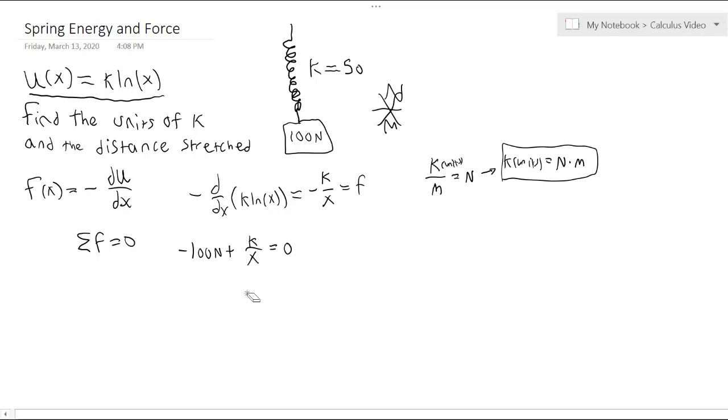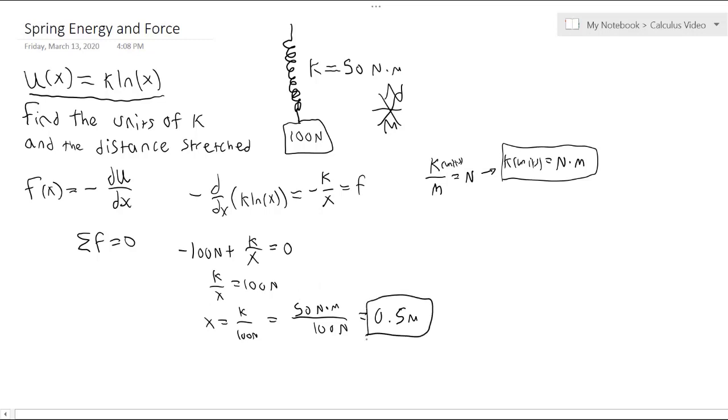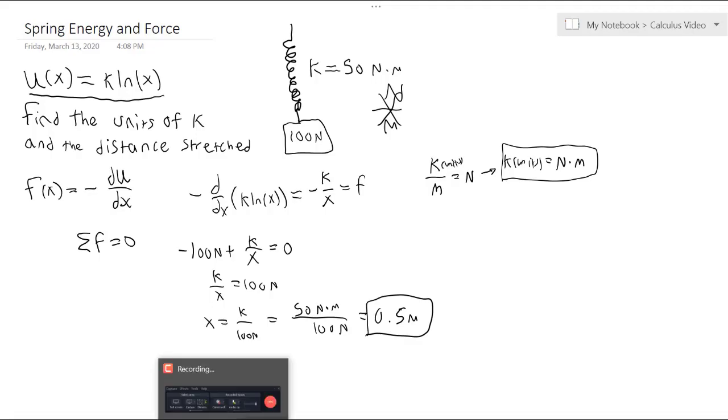Wait, let me redo this, sorry. So k over x is equal to 100 newtons. So x is equal to k over 100 newtons. And k they give us here is 50. We can write these units in now. So this is equal to 50 newtons times meters over 100 newtons. You can see the units cancel out to leave the unit we want, and we get 0.5 meters as the distance stretched. So again, another application of calculus in physics.